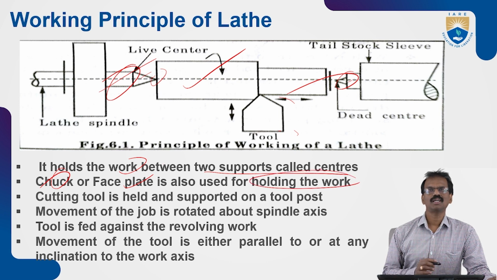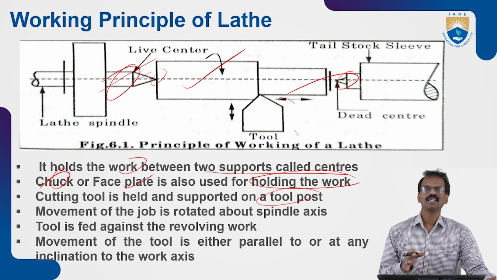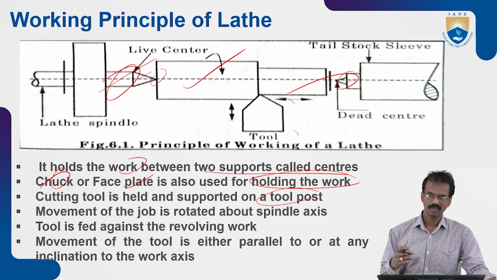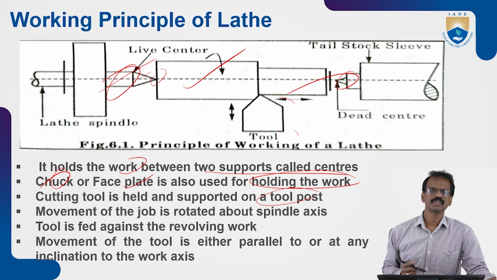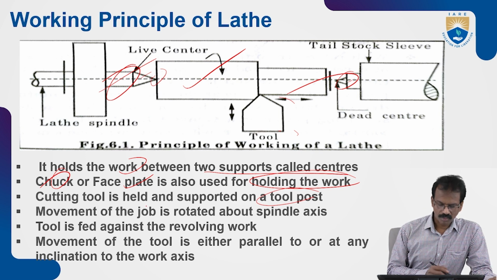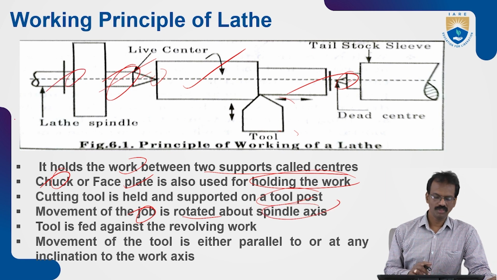Next, the cutting tool is held and supported on the tool post. The cutting tool will be positioned in the tool post, and with the help of the carriage, saddle, cross slide and compound rest, we can move the tool against the workpiece in horizontal direction, vertical direction or angular motion also. The job is rotated about the spindle axis. This is the spindle, and the spindle provides the rotating motion to the workpiece.